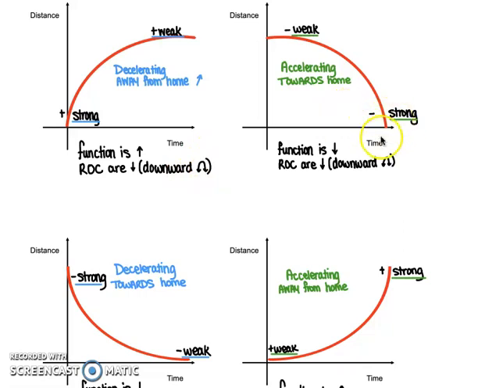Over here, this is home, we're coming towards home, and this is a weaker slope, this is a much stronger slope, so we're accelerating towards home. The function is decreasing since it's coming down this way, and the y values are getting more negative or smaller, and the rate of change is also decreasing since this is open downwards.